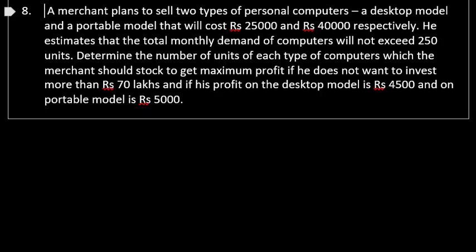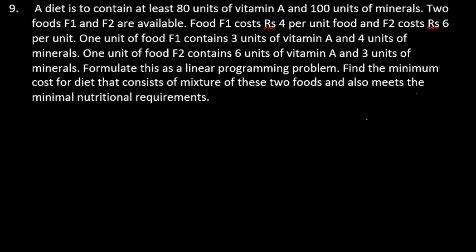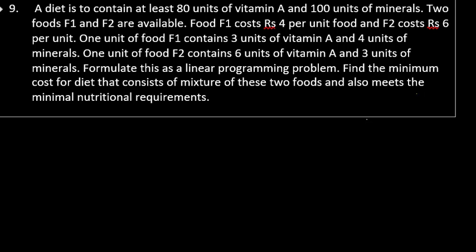Okay, so now let us move to next problem. Question number 9. A diet is to contain at least 80 units of vitamin A and 100 units of vitamin mineral. Two food F1 and F2 are available. Food F1 costs ₹4 per unit and food F2 costs ₹6 per unit.